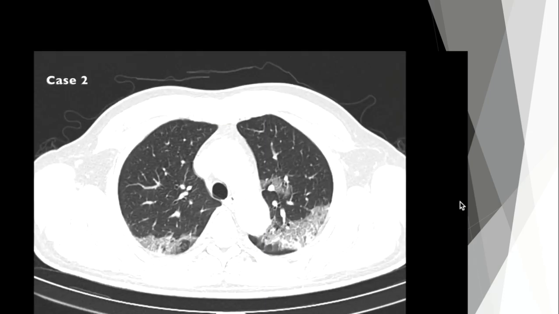As things start to progress around 4 to 8 days or so, you're going to start to see more crazy paving, and that's what we're showing here. And so crazy paving refers to this pattern with septal thickening on top of a background of ground glass opacity.